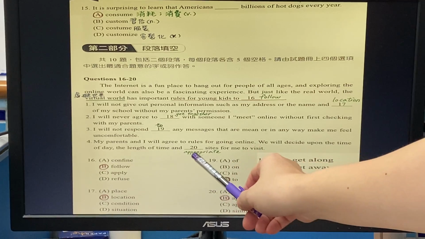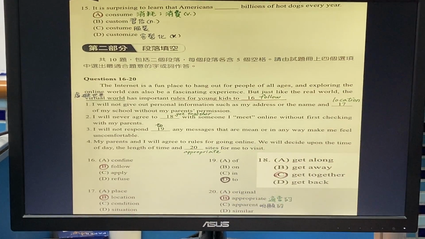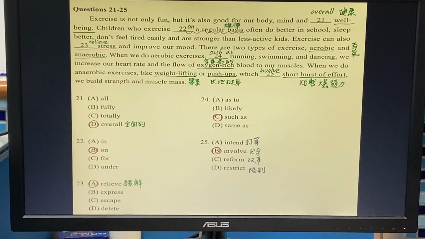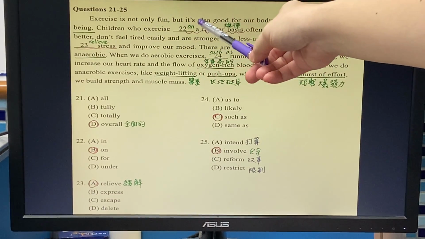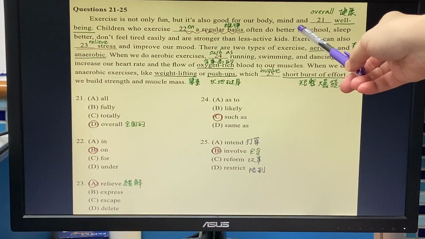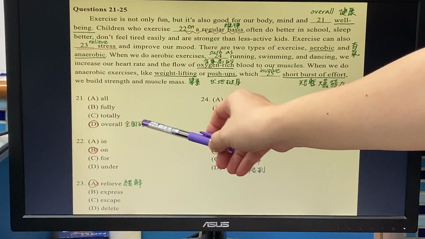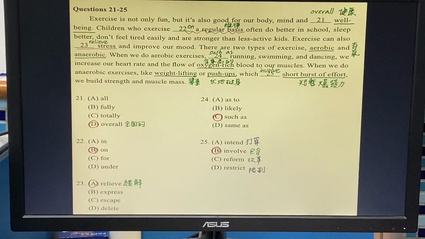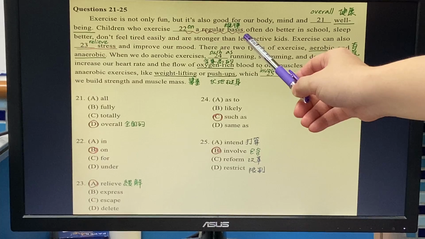Okay, look at 20. The length of time is an appropriate size for me to visit. Appropriate 适当的，可以去看的网站，适合我的网站。Okay, 21 to 25. Exercise is not only fun, but it's also good for our body, mind, and overall well-being. Overall 就是全面的意思，全面的健康。Children who exercise on a regular basis.